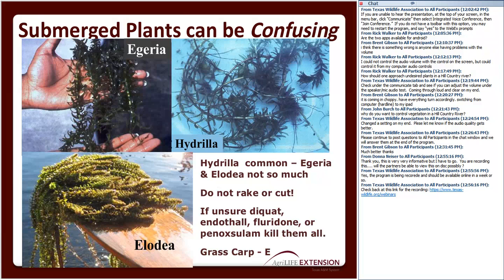Now we're getting into these species. Grass carp are typically only really effective on submerged species, and grass carp are rated as excellent for control of all 3 of these species. So you can stock grass carp to control it. One important thing to remember about grass carp is you're not going to see control during the first year. It typically takes 2 years or more.